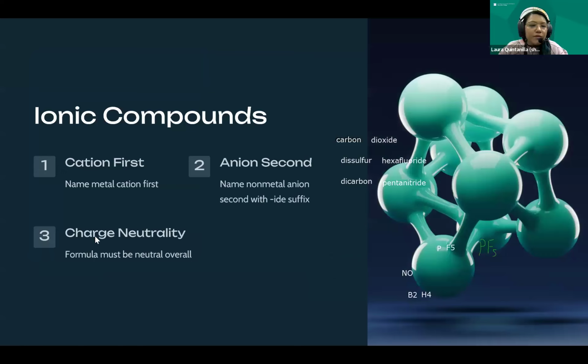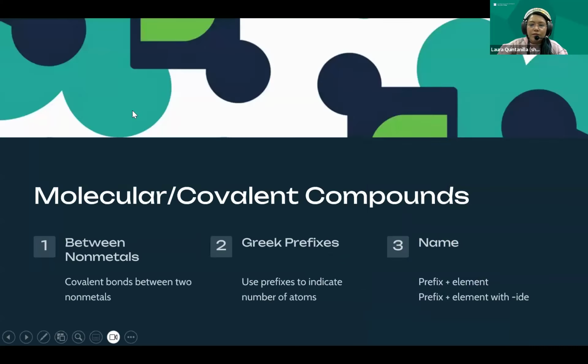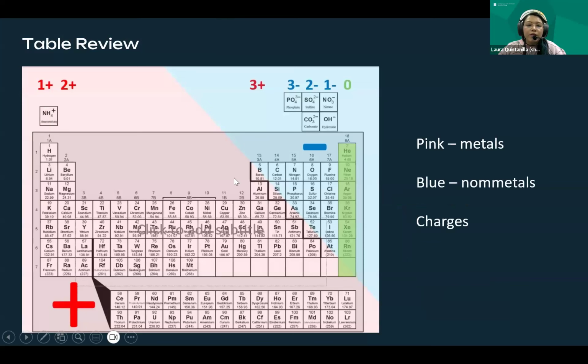Well, let me clear this drawing here. Okay, so now back to the ionics. Ionic is a metal and a nonmetal. So if we go back to the table, ionic is always a metal plus a nonmetal. And now we're going to focus on charges for ionic ones.